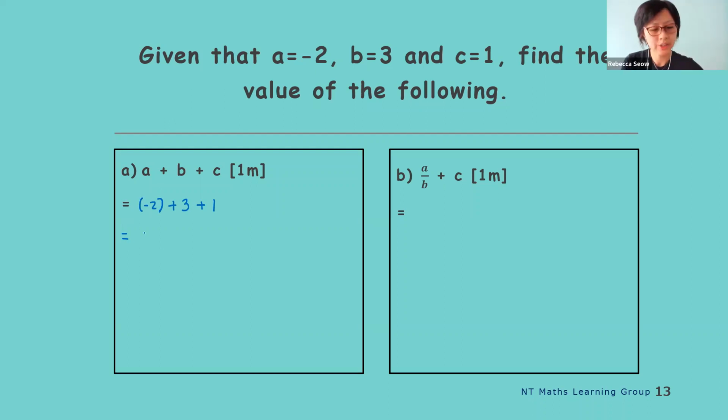The answer will be 2. Okay, we'll move on to B. So for B, we have a fraction A out of B plus C. Let's just put the entire value of A in the numerator. So it will have -2 out of 3 plus 1. Anyone has difficulty doing the substitution?